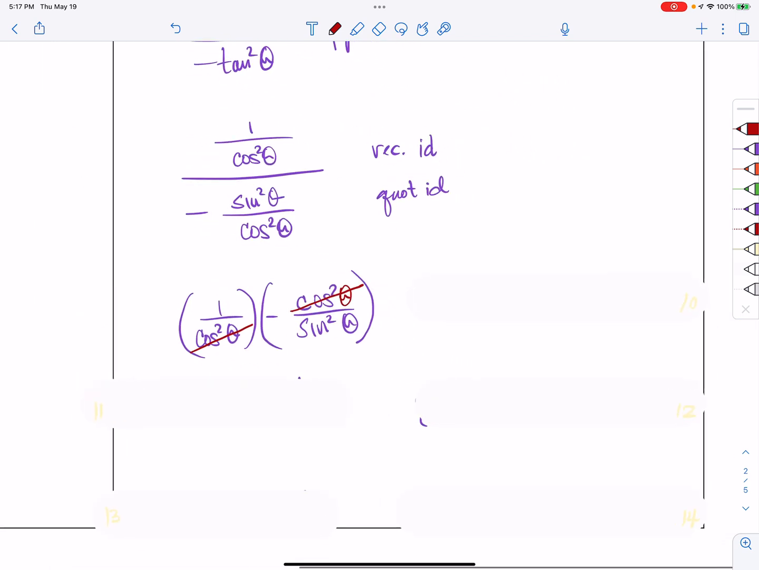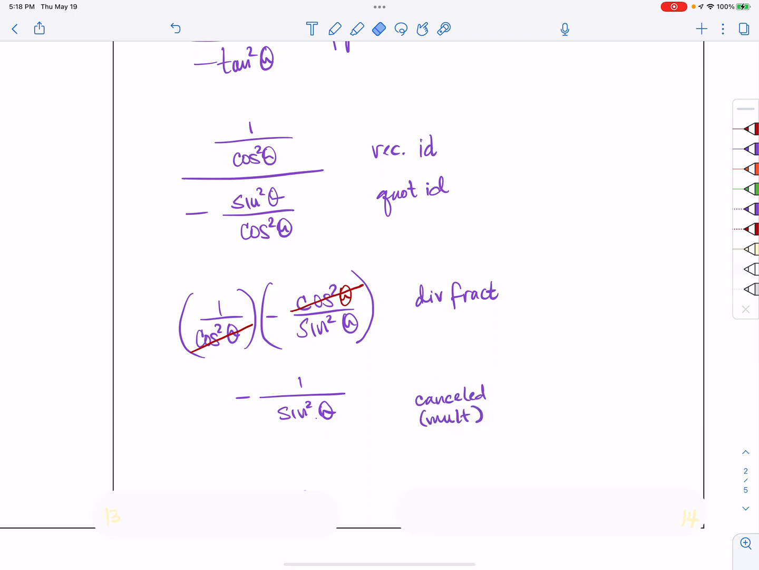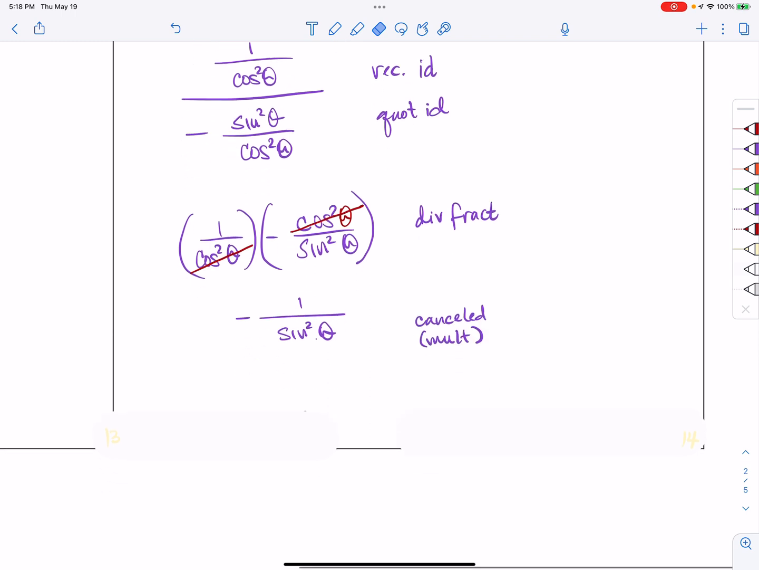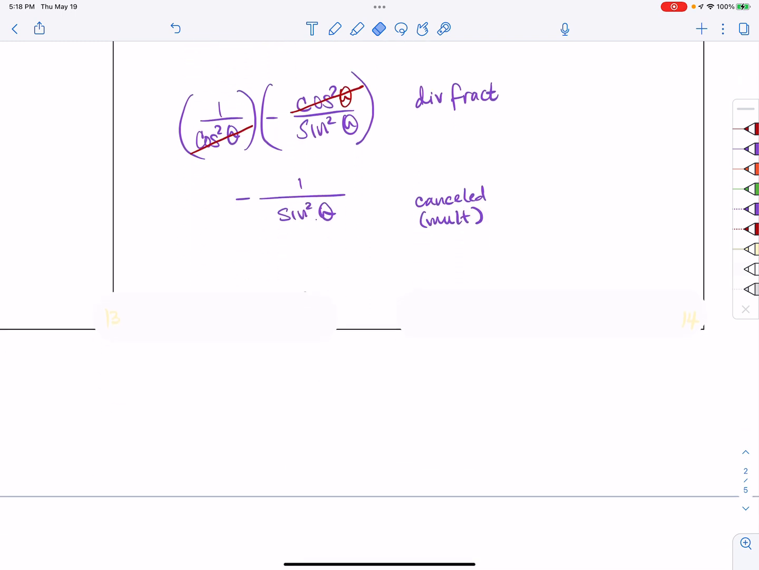Now, before I do that, what was the reason that I wrote down this whole entire statement? Well, I was just dividing fractions. All right, so now let's go ahead. We're going to multiply our fractions, and when we multiply our fractions, we're going to have a 1 on top, a sine squared on bottom. Don't forget that negative that goes along, so that's just done by multiplying fractions. We could say that we also canceled.